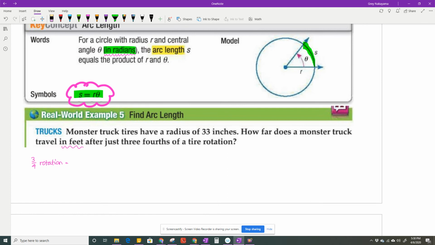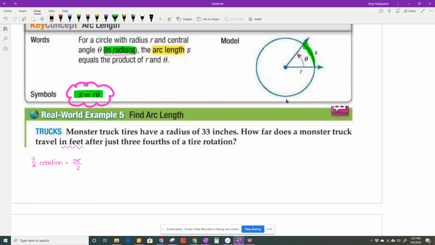How far is that around my circle? Well, of course, if you think about your unit circle, 3/4 would be, if I started here, okay, 3/4 is going all the way right down here. So what angle is that? Well, hopefully you know that angle is 3 pi over 2. Okay, so now what is my formula?